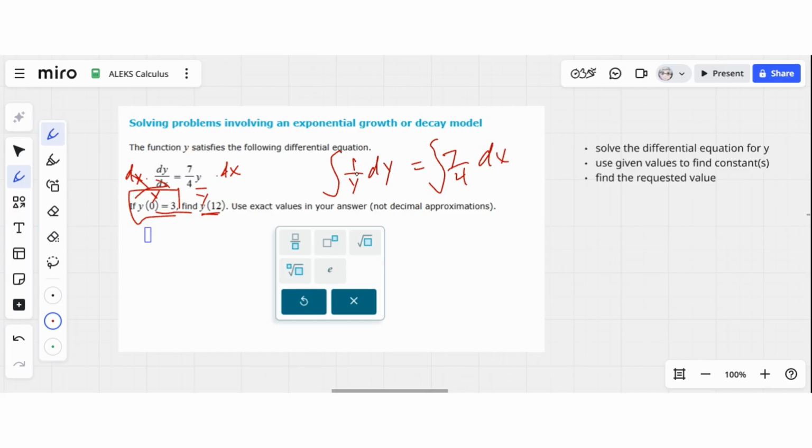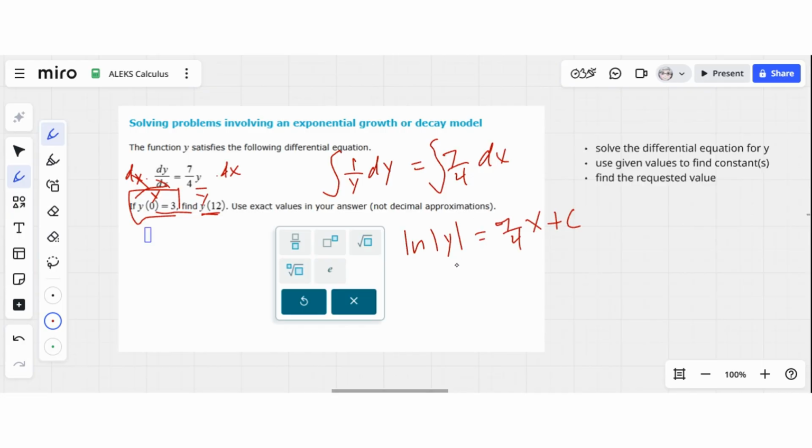So the integral of 1 over y is the natural log of the absolute value of y. And I could add a plus c here, but I'm going to add it to the other side. It doesn't make sense to add arbitrary constants on both sides. Since it's arbitrary, I can just do it on one side. And the integral of this 7/4 is going to be 7/4 times x, and then plus c. So there's our plus c.